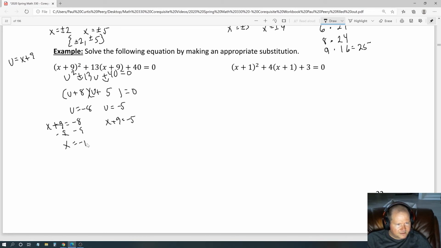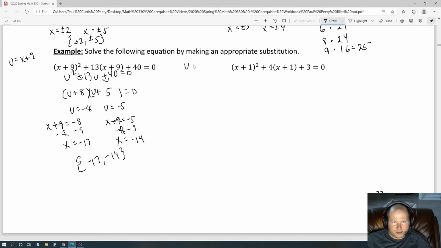X is equal to negative 17, minus 9, cancel, cancel. X is equal to negative 14. So, and then to be technical about it, we want to write in set notation. And order doesn't matter. Okay, so let's try the next one.